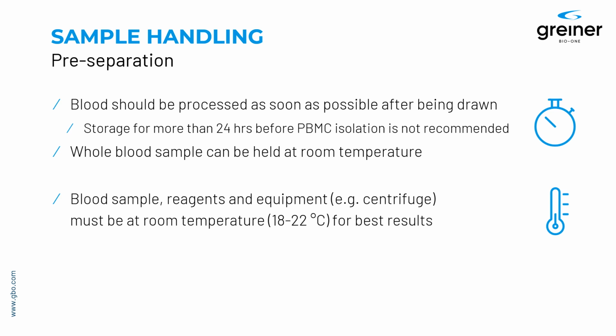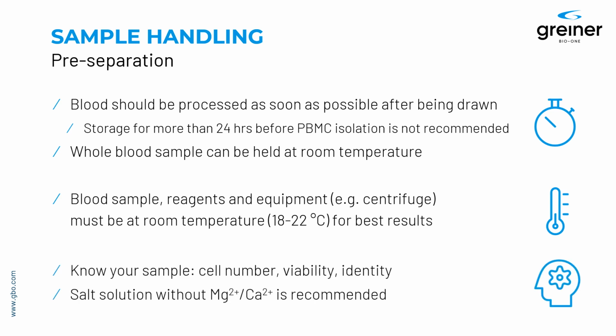This is due to the fact that there's an inverse correlation between temperature and density of the separation medium. If the temperature is too high, the density of the medium is lower and mononuclear cells move into the separation medium, leading to a blurry interface that's difficult to harvest. On the other hand, if the temperature is too low, the density of the medium increases, which in turn increases the time needed for separation. In addition, erythrocytes aggregate less, which prevents them from entering the separation medium.